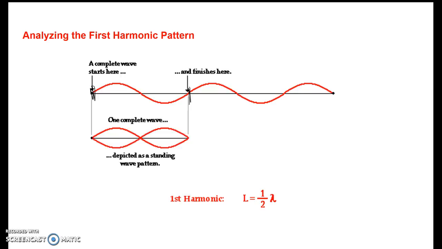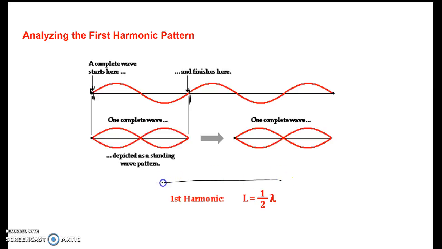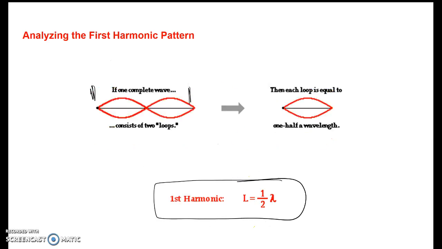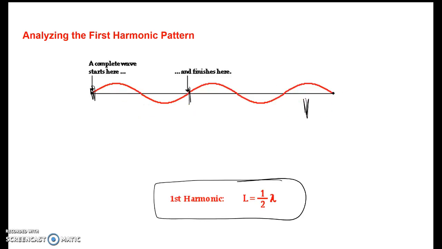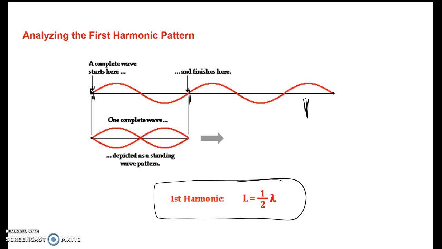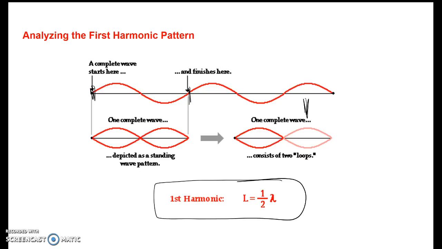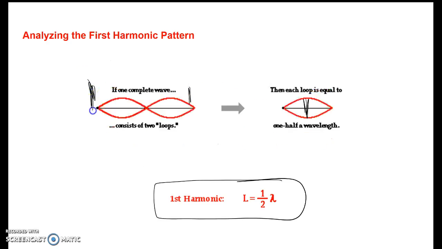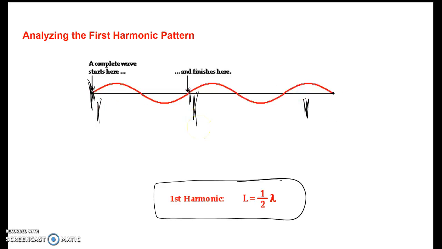But here's my point, okay? With the first harmonic, the first harmonic is where you have the one antinode and two nodes. The length of our rope, or our length of our tube here, from where it's made to where it finishes, is equal to 1/2 of the wavelength.